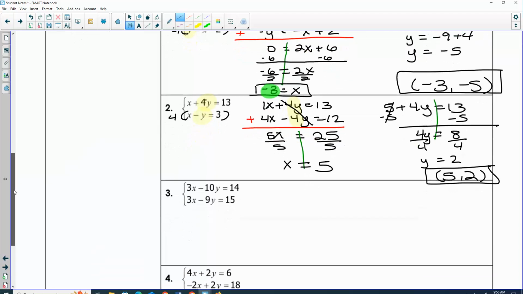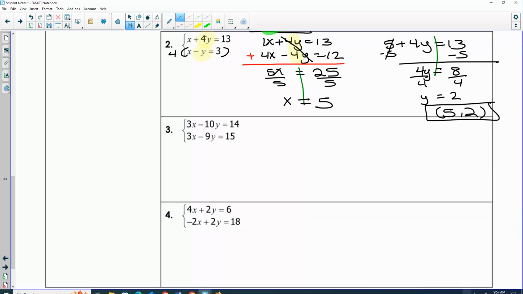I want you guys to try number 3. Notice that the x's have the same coefficient, we just need them to be opposite signs. So let's take the second one times a negative 1. You could also take the first one, but most people did the second one. If you take it times negative 1, it's everything. So that's a negative 3x, a positive 9y, and negative 15.